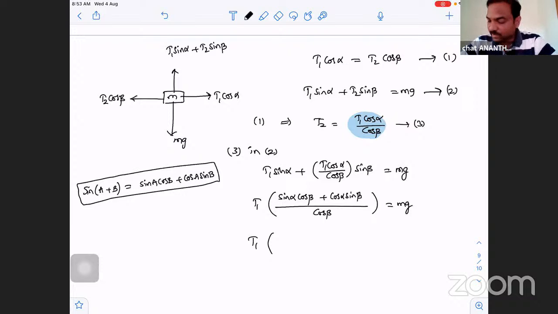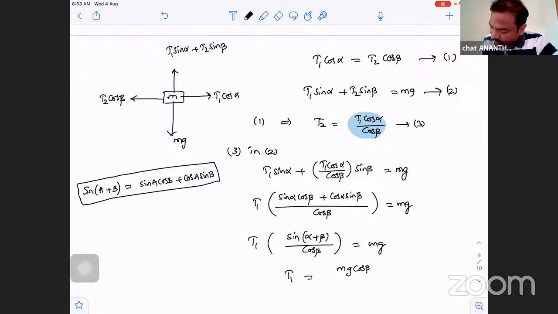So it is the same format: sin A cos B plus cos A sin B, except here instead of A and B we have alpha and beta. Sin alpha cos beta plus cos alpha sin beta can be written as sin of alpha plus beta by cos beta is equal to mg. Okay, so then we can find the T1 value. What's the T1 tension value? Mg cos beta. Now multiply the cos beta, and obviously sin of alpha plus beta will divide it. So this is the T1 value.